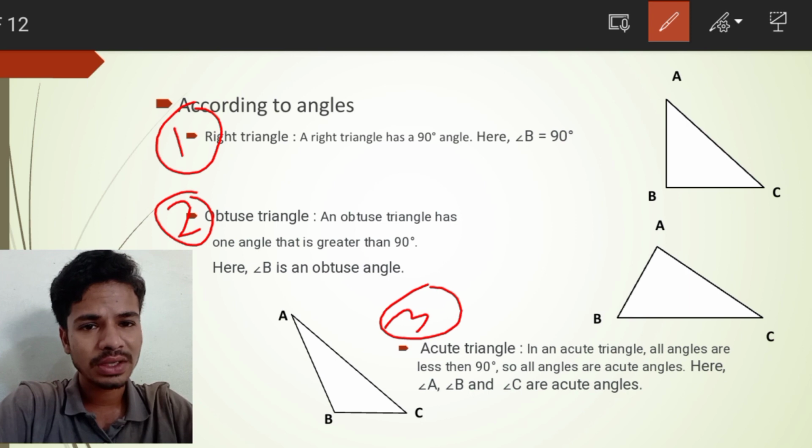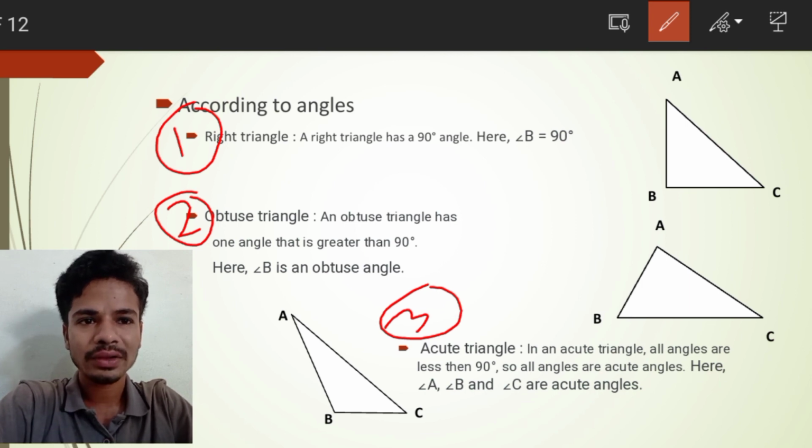First, you know that there are six types of angles. What do we mean by an acute angle? Acute angles mean angles that measure less than 90 degrees. The right angle is equal to 90 degrees. Obtuse angles mean angles greater than 90 degrees. So here, first we discuss the right angle triangle.